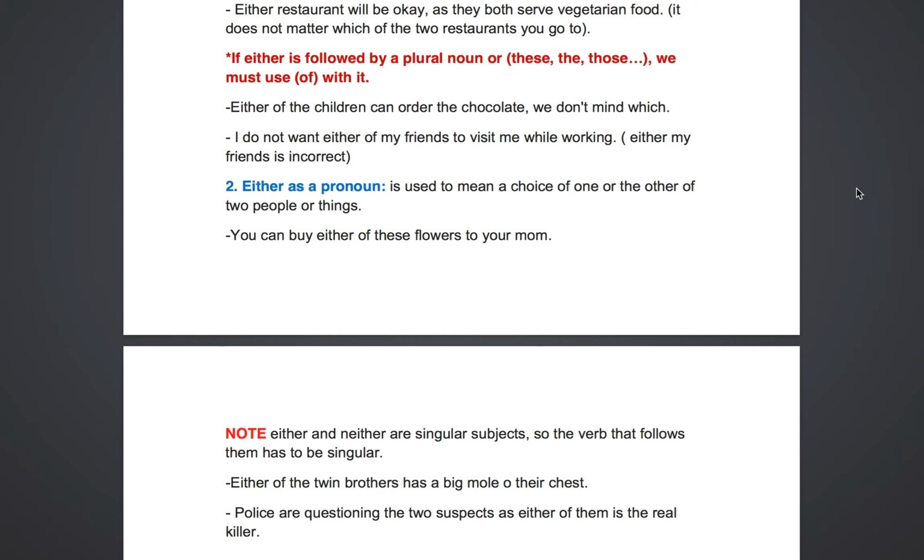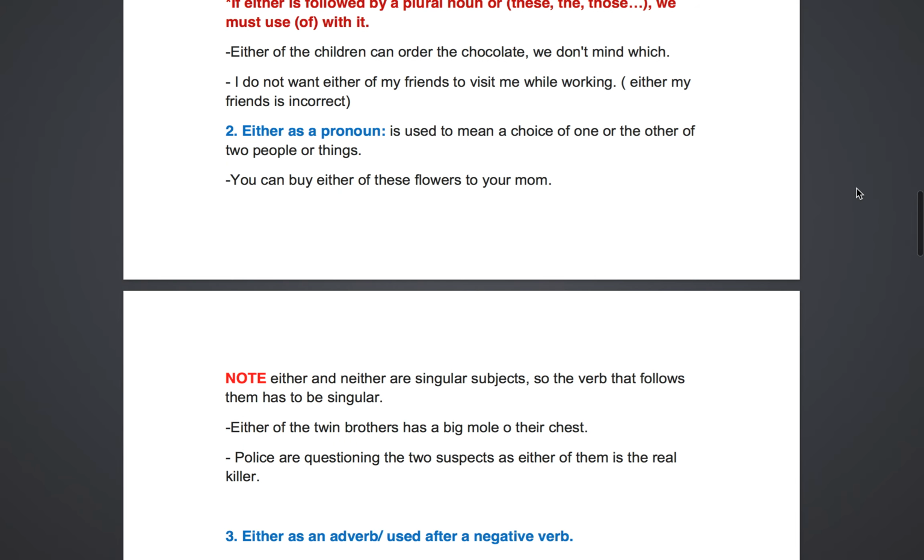I don't want either of my friends to visit me while working. "Either my friends" is incorrect. You cannot say either my friends or either the friends. You have to say either of my friends. But you can say either friends. But you cannot say either my friends. You have to use either of.